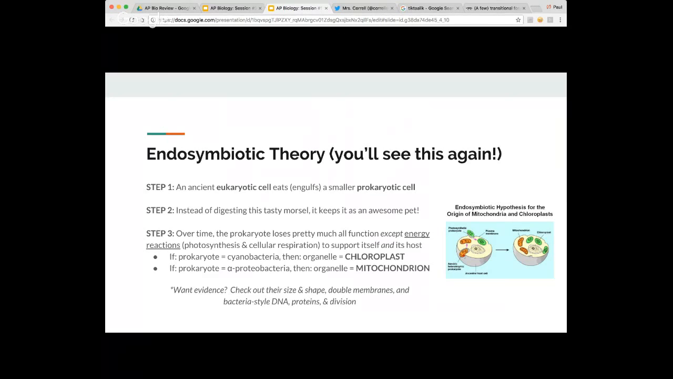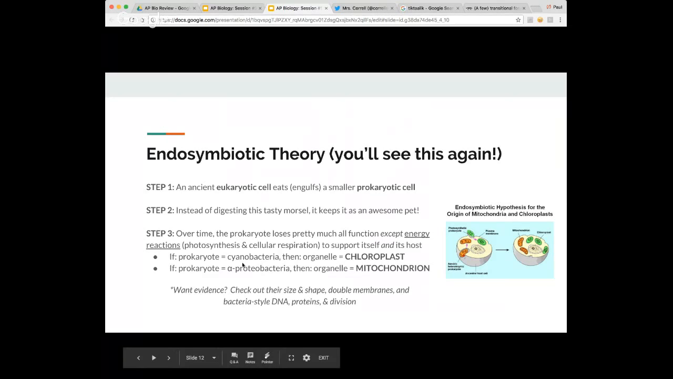Step 2, instead of digesting this tasty little prokaryotic morsel, the eukaryote kind of kept it around. Nobody knows exactly why, what the event was that led to that, but it's pretty crazy to think that it happened that way. Step 3, over time, the prokaryote lost most of its function except energy reactions, which were used to support itself and the host. So it actually started giving energy to the host. And in exchange, the host shuffled food to it.